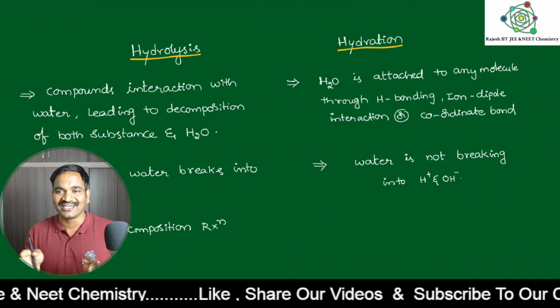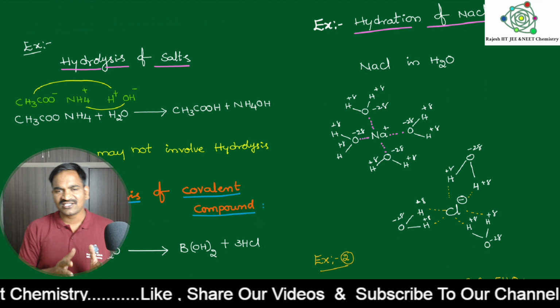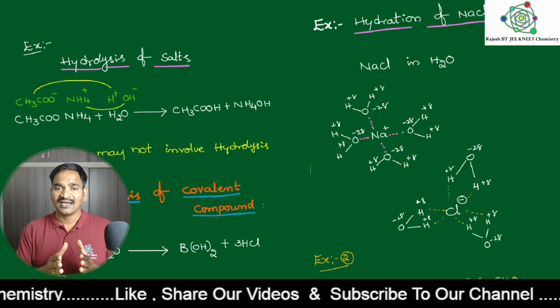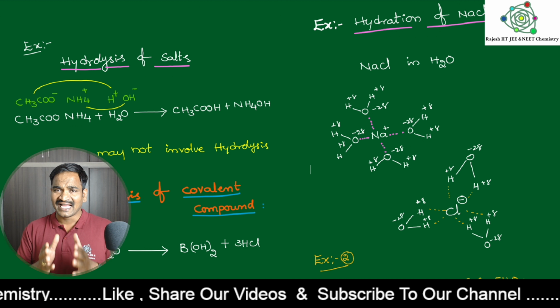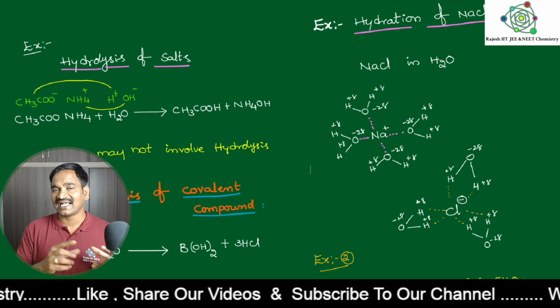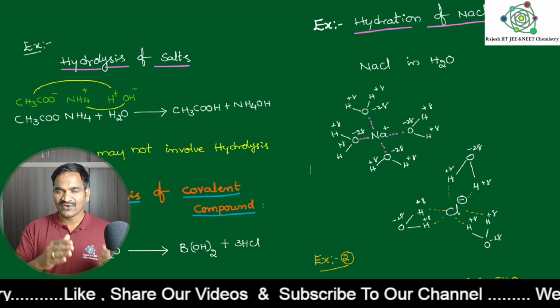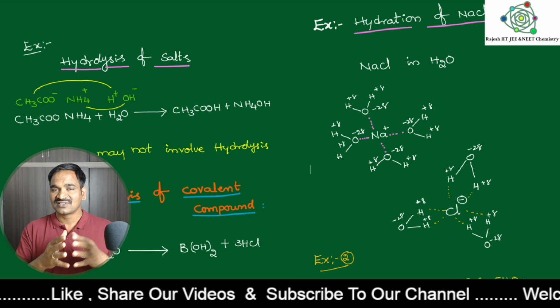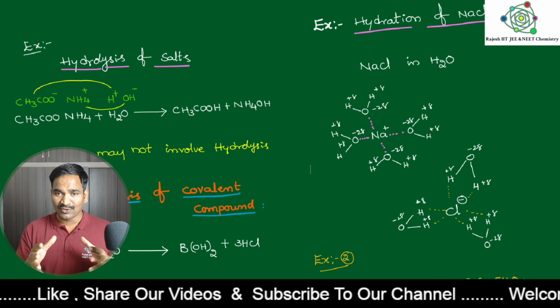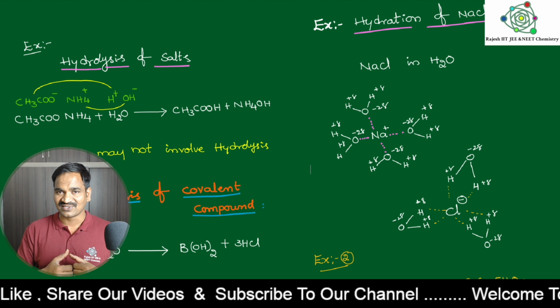Here you see, if you see one or two examples, you will get full clarity about this concept. Look at these two examples. Hydrolysis of a salt I am taking here: CH3COONH4. This salt is a salt of a weak acid and a weak base. So if you add it to water, both the salt as well as the water get decomposed and form the related compounds, acetic acid and ammonium hydroxide.